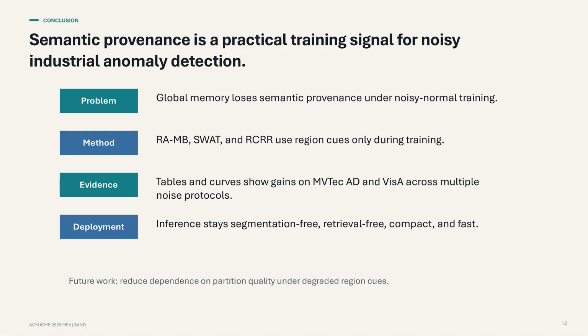The experimental evidence includes main benchmark results, robustness curves, background perturbation studies, qualitative localization, and ablations. The final detector remains lightweight because it does not require semantic priors or memory retrieval at inference. The overall message is simple: use semantics to guide training, then keep inference compact and standard.